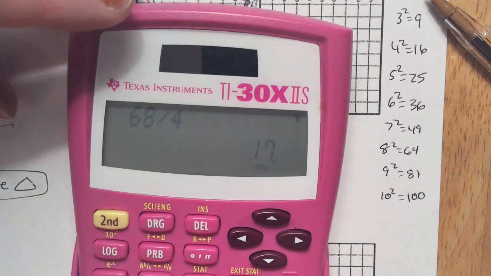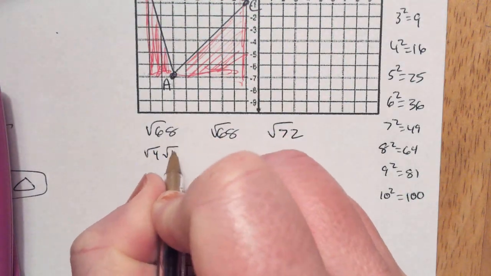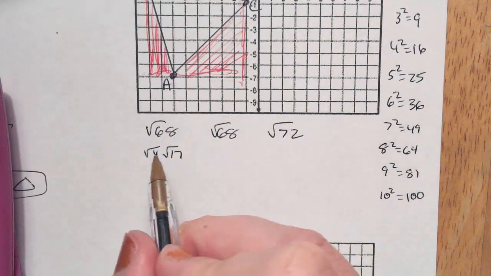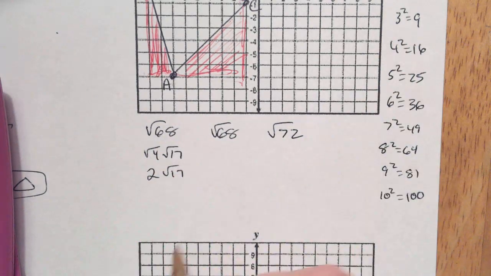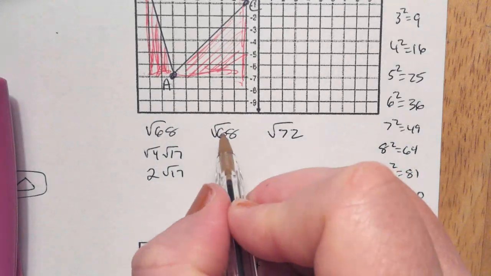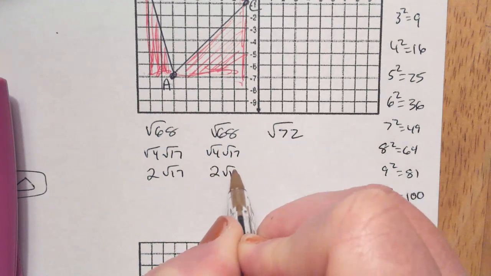So 4 and 17. So that is really the square root of 4 times the square root of 17. So you always put the square in the front. All right, what's the square root of 4? The number 2. So 2 square root of 17. So the square root of 68 is really 2 square root of 17. All right. Oh, we already did that one. So the square root of 4, square root of 17, so that's 2 square root of 17.